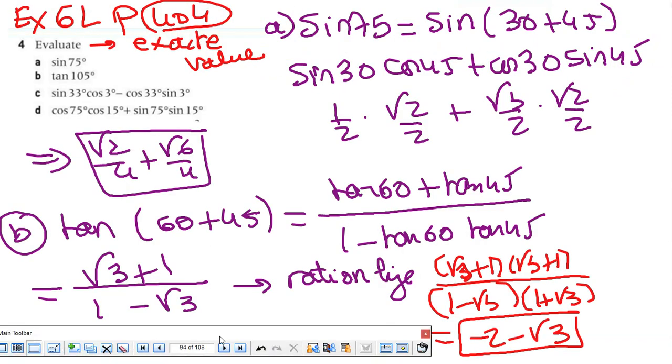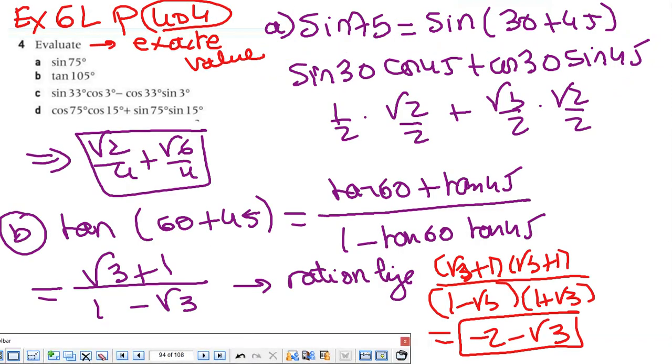Now let's move to the application. So we're gonna understand why we need those formulas. Those formulas, sine A plus B, cosine A plus B, and minus, will help me to find the exact value of sine and cosine of non-known angles. We know that in the unit circle, we have known angles 30, 60, 90, 0, pi.